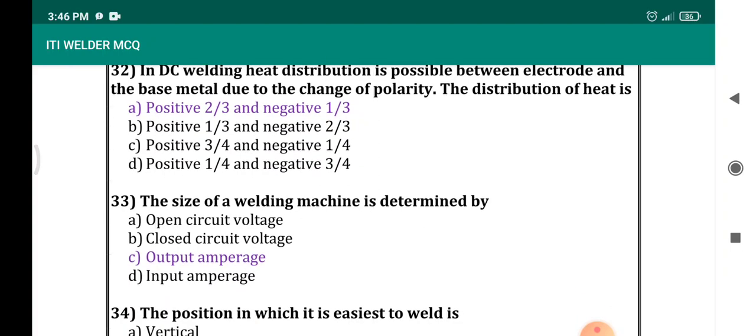The size of the welding machines is determined by... normally we use a welding machine to step down the voltage and supply the high current. So the output amperage will define the size of the welding machine.